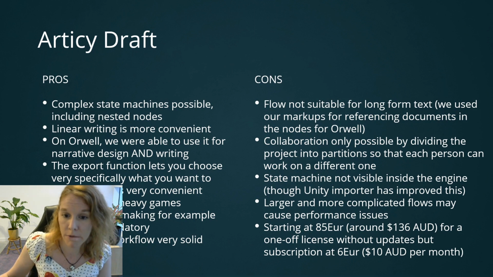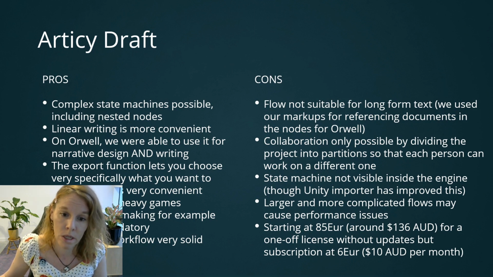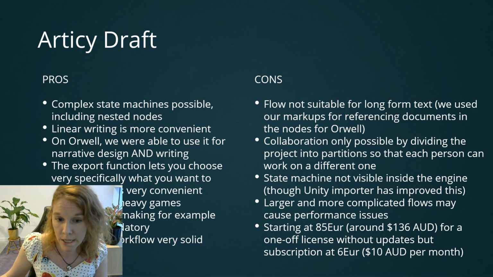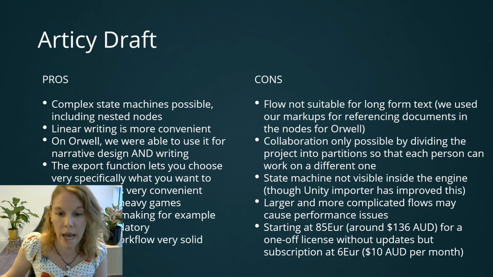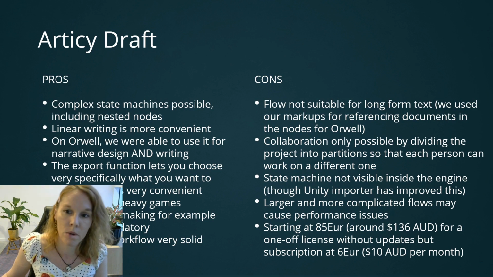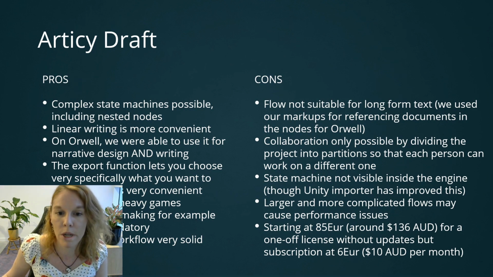Larger and more complicated flows might cause performance issues, which can be mitigated though if you use the nested nodes a bit more. And then the price point is starting at 85 euros, which is around 136 Australian dollars for a one-off license. And then we have the subscription-based model for 6 euros or 10 Australian dollars per month, which is actually still, compared to the other tools, probably one of the more expensive ones, but it's still a fair price.